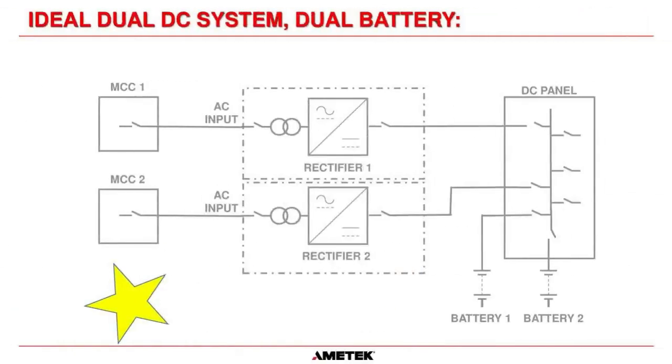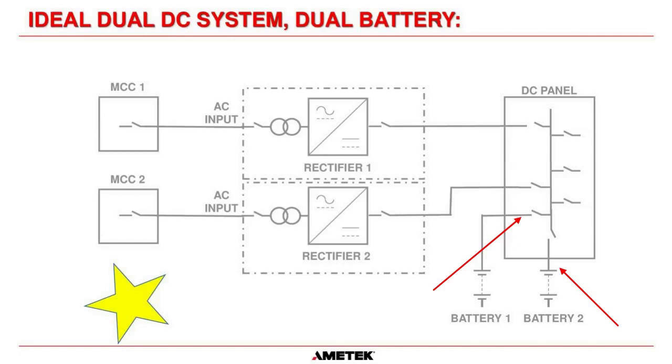Now, this one here gets the yellow gold star. We have two dual parallel chargers fed from hopefully separate MCCs. And in this circumstance, we have two batteries, each with their own disconnect. So we have battery 1 and battery 2. This gives us complete redundancy for all parts of the system.